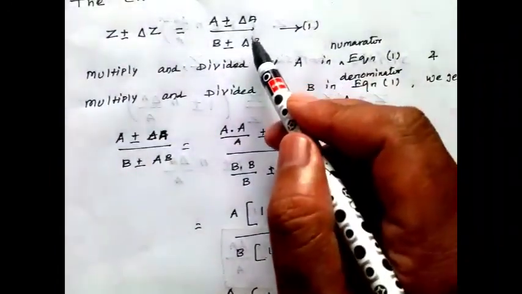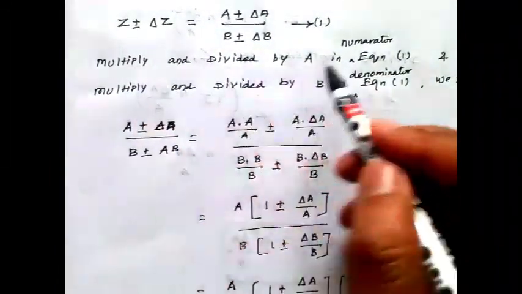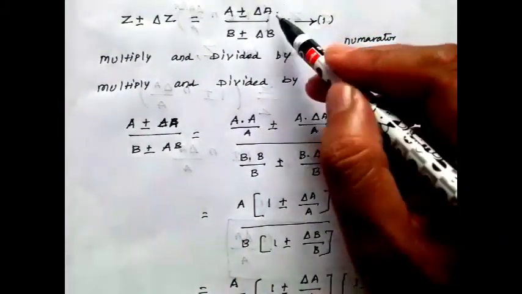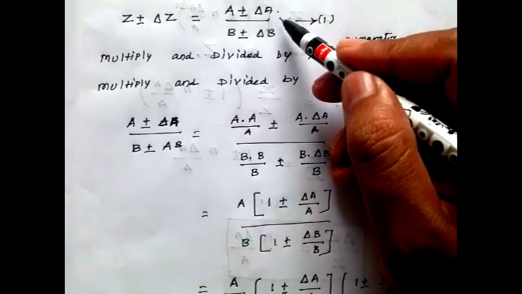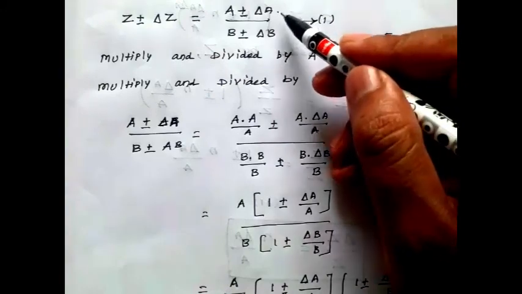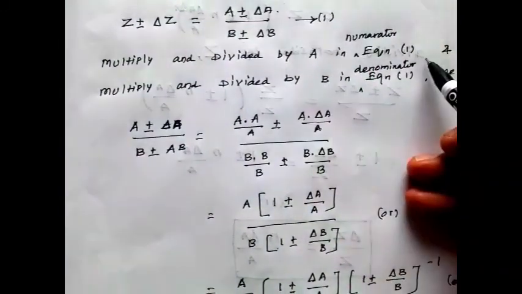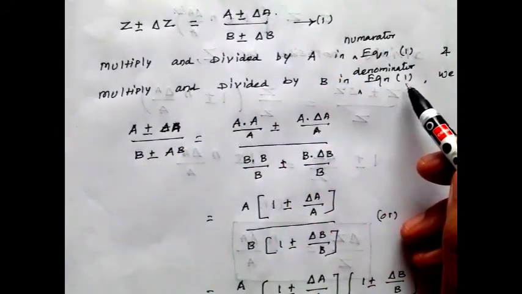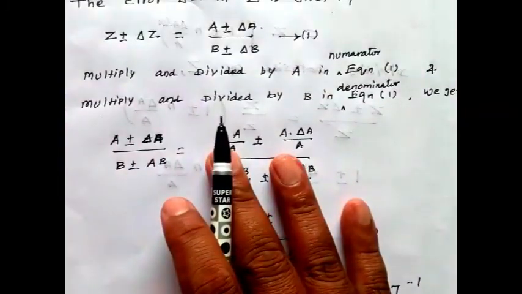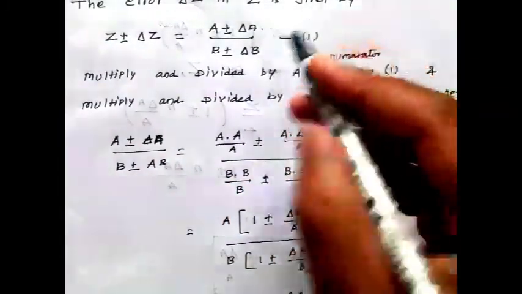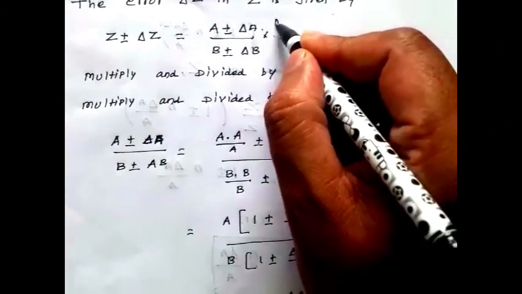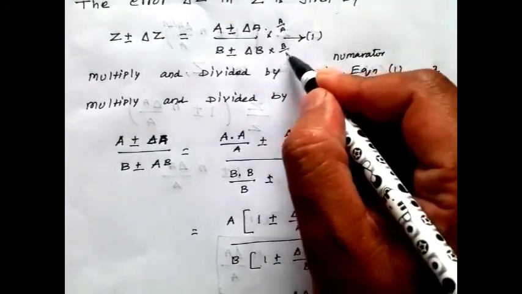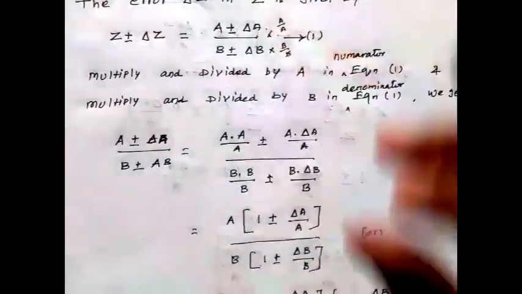for the numerator in equation number 1, we multiply and divide by A. We multiply and divide by A on the numerator side. At the same time, in the denominator portion, we again multiply and divide by B in equation number 1. Just write it in your textbook. So here we multiply and divide by A, and at the same time multiply and divide by B on the denominator side.